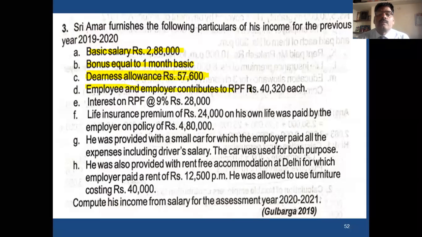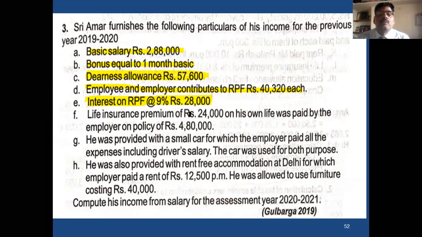Employer and employee contribute to RPF 40,320. Employer and employee both contribute, but the employee contribution is not related with tax in salary. Employer part you have to take. Employer part is 40,320. Out of this, you deduct the exempted amount, 12% of salary. Remaining is taxable. Then interest on RPF is 9% of fund. According to income tax rule, up to 9.5% is exempted. Therefore, it is less than 9.5, so it is fully exempted.